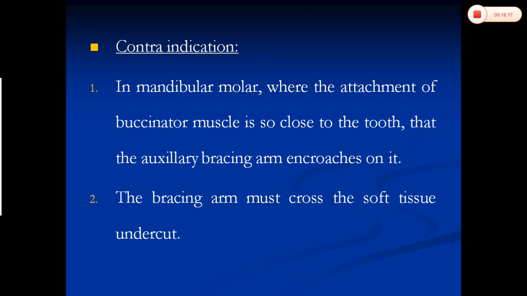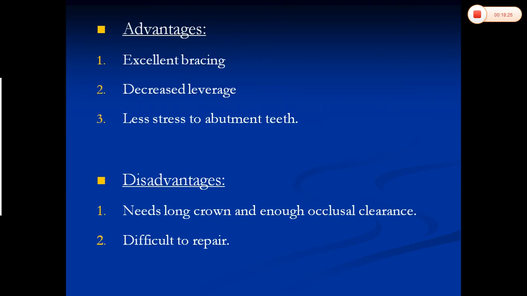So when there is any soft tissue undercut, the bracing arm should not encroach it. So that is a disadvantage, or contraindicated, in that region. Advantage of the ring clasp is, as it covers most of the tooth structure, excellent bracing and decreased leverage forces, as it braces the tooth, with less stress to the abutment teeth.